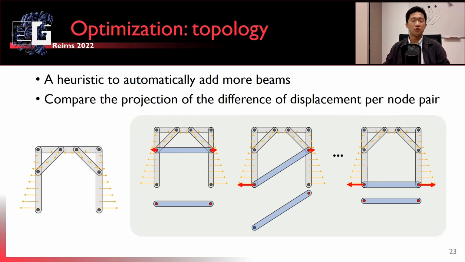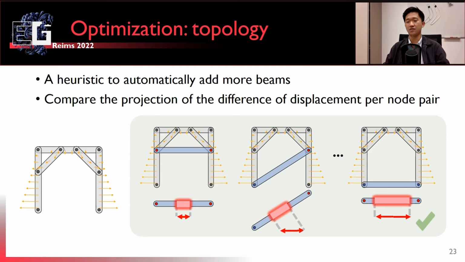And another example I'm gonna show is the topology heuristic. So we're gonna use this heuristic to suggest new parts for the user to add. And the way we're gonna do it is we're gonna compute the difference of displacement per node pair. And then we're gonna compute the projection on the parts we're trying to add and sort all the candidates by the length of the projection in descending order and report the top K candidates to the user for them to choose which one to add to the assembly structure. And in this case, the longest projection will be this, and that might be the one the user wants to add to the assembly structure.